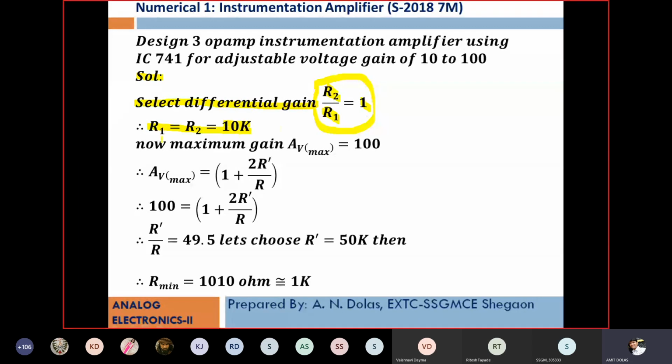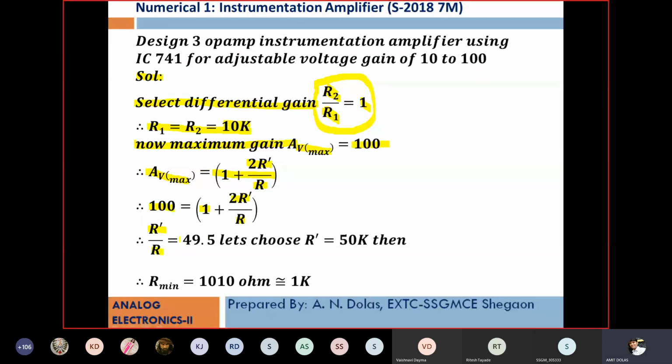Now maximum gain, because the range given is 10 to 100, maximum is 100, minimum is 10. For that we will calculate maximum and minimum resistances. For maximum gain, that is AV max, which is equal to 100, we have AV max is equal to 1 plus twice R dash upon R. We have not included R2 by R1 because it is now 1. Of course it is there, but as its value is 1, we have omitted it. So putting value 100 equal to 1 plus twice R dash upon R.